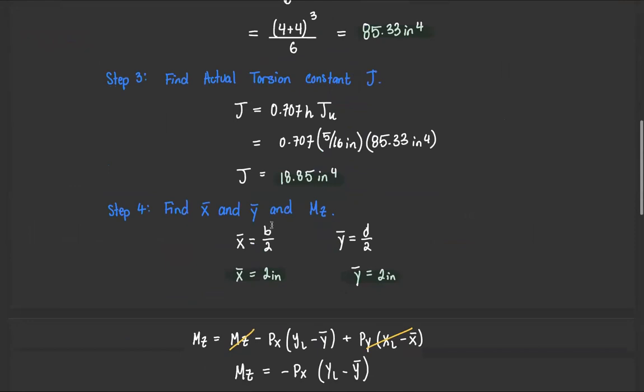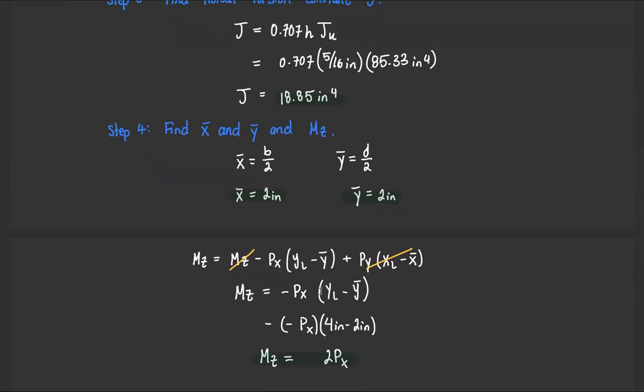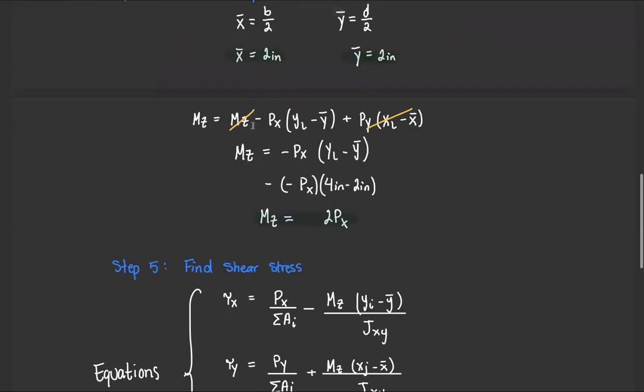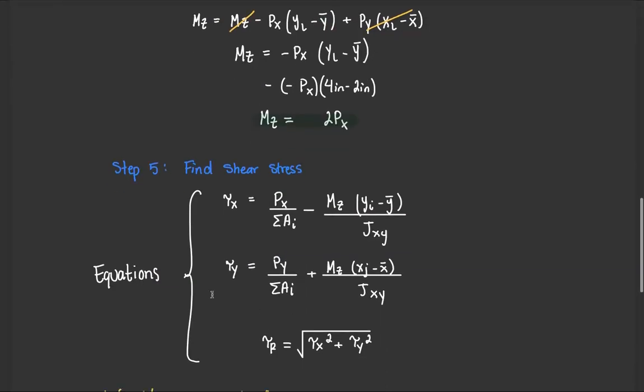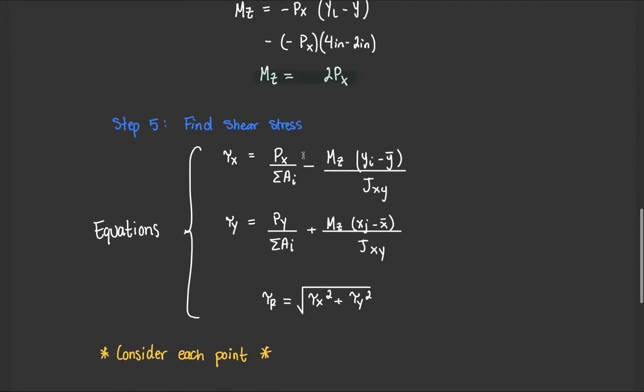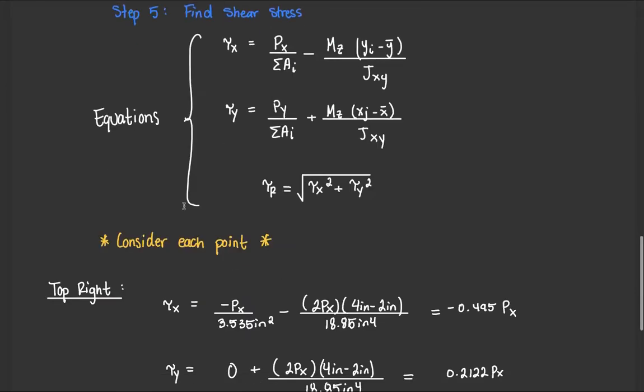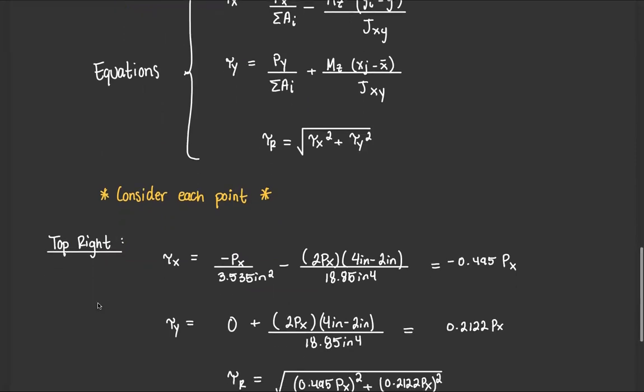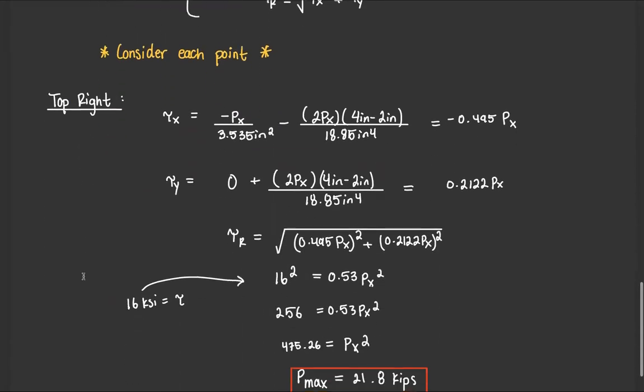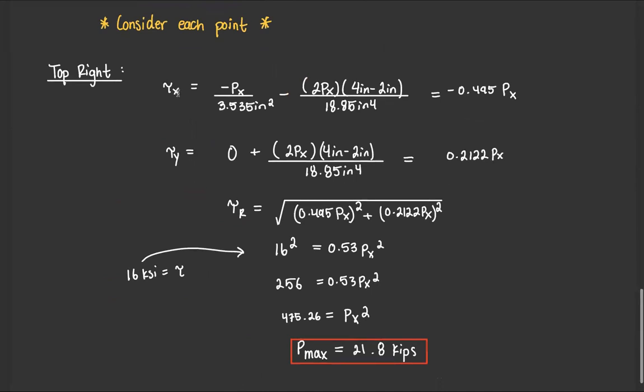We went ahead and found the x bar and y bar, and the moment caused by that eccentric load. Mz is 2px, x bar, y bar 2 inches. Then we went ahead and found the shear stress in the x and y direction given by the equations here. Remember, signs are important. Don't forget them. So in theory, we always consider each point on a weld, but for this example, we went ahead and considered the critical point. So this was the top right. We went ahead and found the shear stress in the x direction, shear stress in the y direction. We went ahead and did the magnitude.